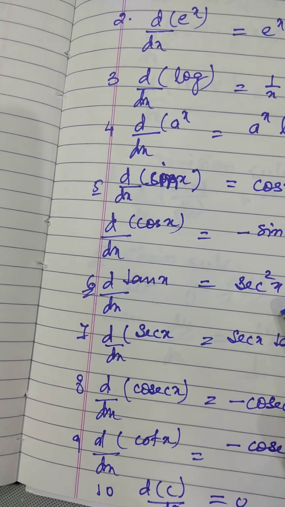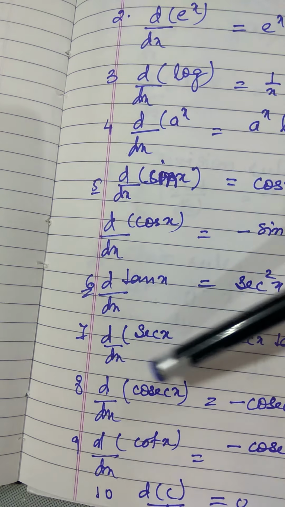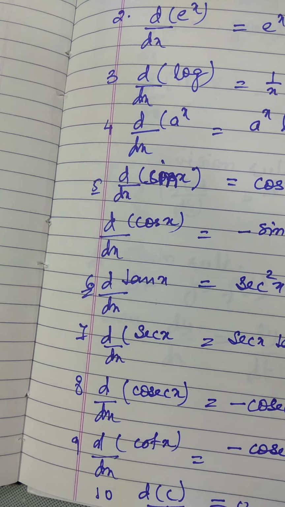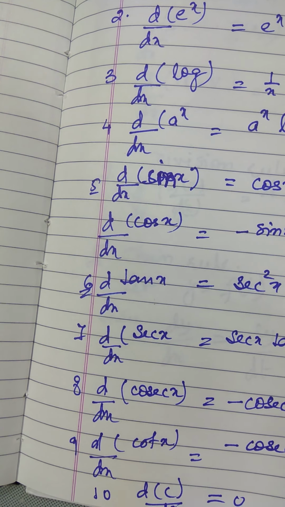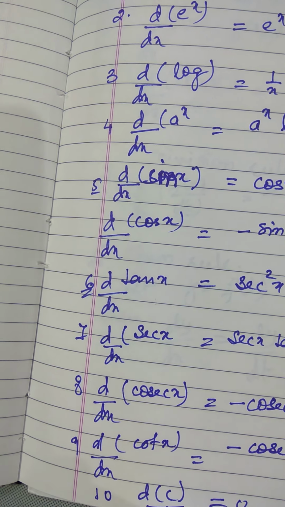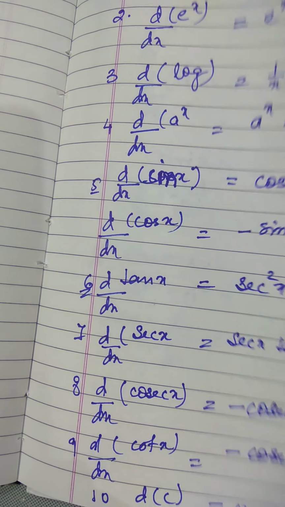Derivative of tan x is sec square x. Derivative of sec x is sec x tan x. Derivative of cosec x is minus cosec x cot x. Derivative of cot x is minus cosec square x. And derivative of a constant is 0. So these are the things that we have already done.